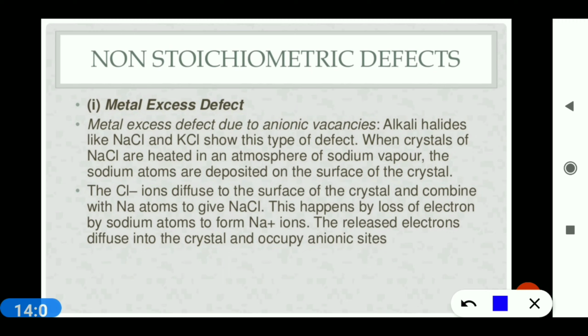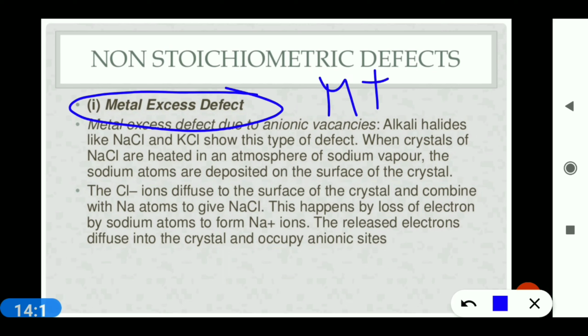And if you add 2-3 girls from the other section, then the number of girls will be more. The same way, the metal excess defect is there. Metal excess means positive charge should be more. So either you add the positive charge or you remove the negative. In both ways, you will have the metal excess defect.